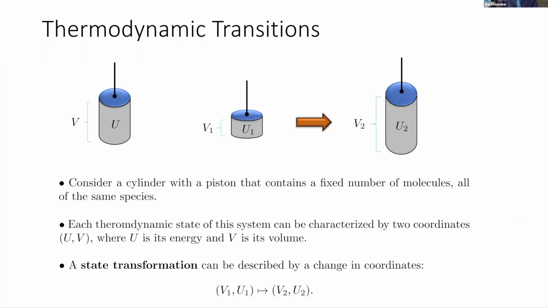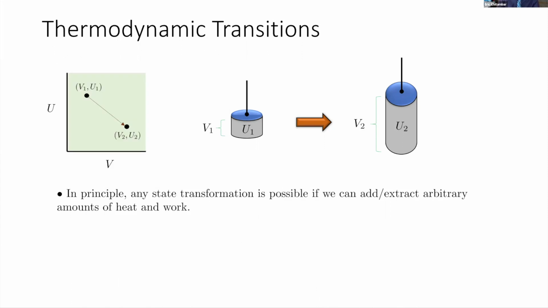Well, okay, great. And we can also consider transformations, state transformations, where we move the piston up and down. And what will happen is that we'll go from one set of parameters, V1, U1, to another set, V2, U2. And that will just define for us a state transformation. Okay, so the question you can ask then is, what sort of state transformations are possible?